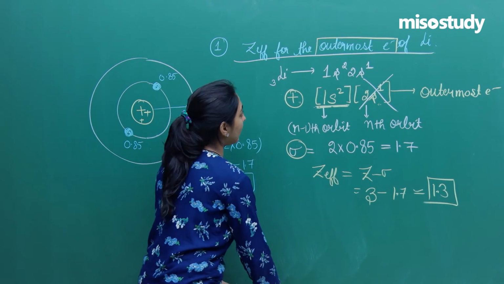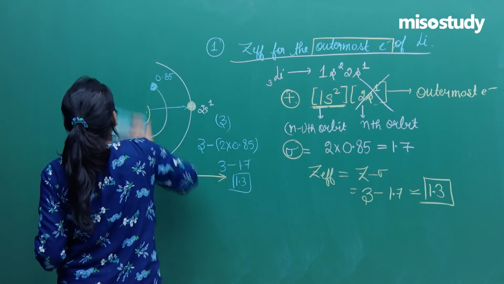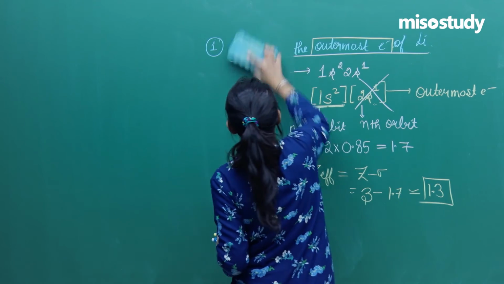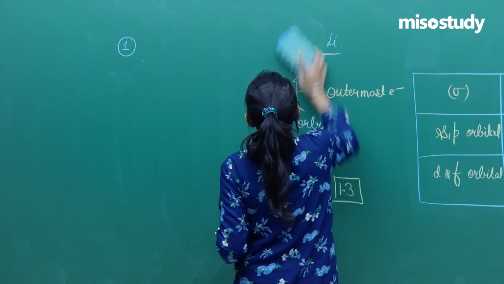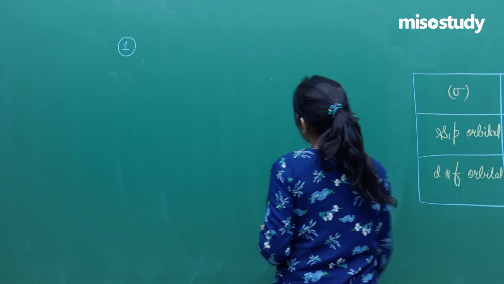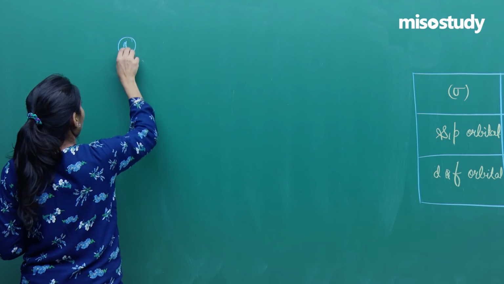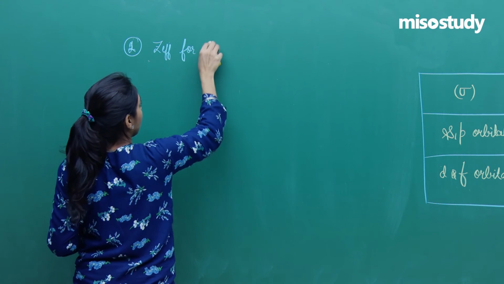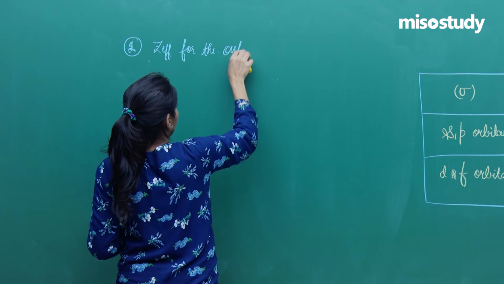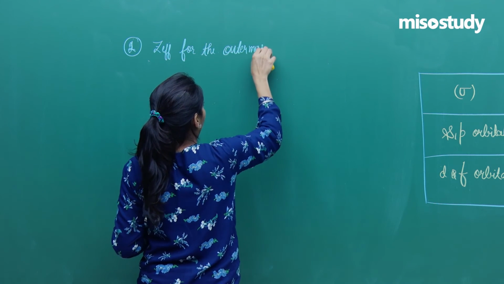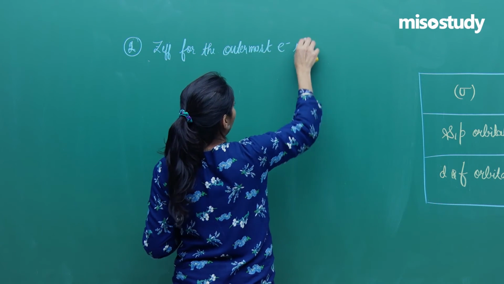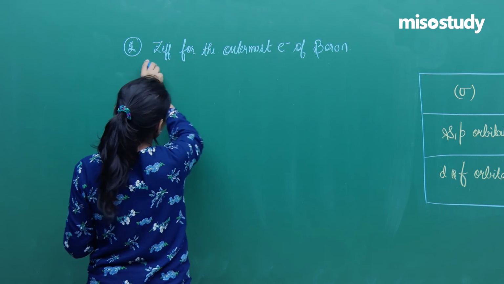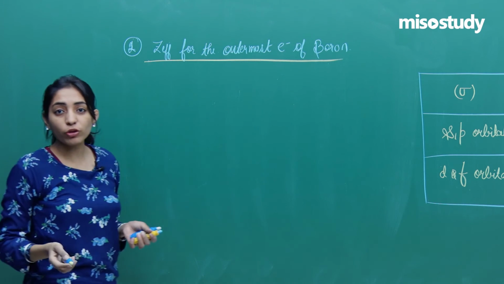Let's do another element. Now we need to find the Z effective for the p electron of boron. This is our second question: Z effective for the outermost electron of boron.